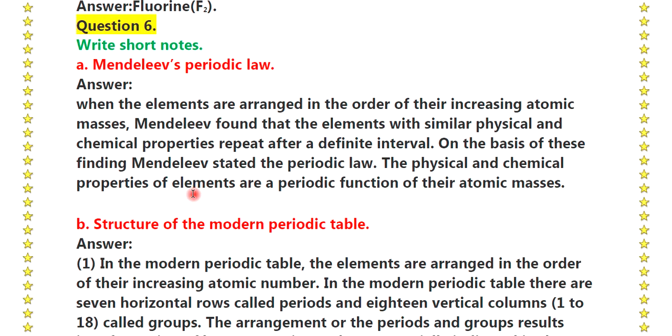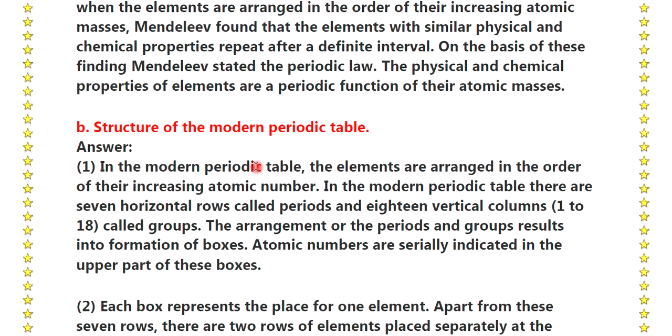Question number 6. Write short notes on Mendeleev's periodic law. When the elements are arranged in the order of their increasing atomic masses, Mendeleev found that the elements with similar physical and chemical properties repeat after a definite interval. On the basis of this finding, Mendeleev stated the periodic law: the physical and chemical properties of elements are a periodic function of their atomic masses.